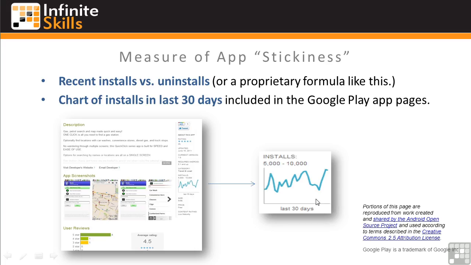And Google's also added a measure of app stickiness using a proprietary formula that measures recent installs versus uninstalls. And it can be visualized by using the recent installs chart on the web version of Google Play. A chart line moving up would show an app with a good sticky factor.